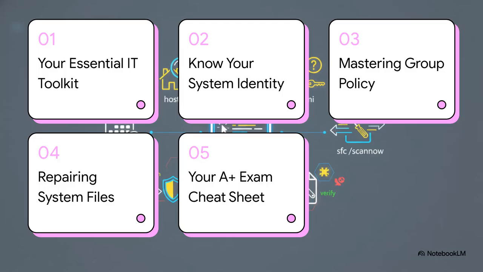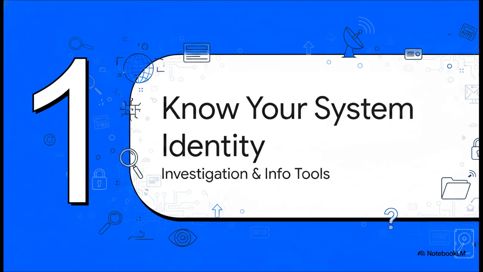So here's the plan. We're going to start by building out our basic IT toolkit. Then, we'll dive into how to figure out a system's identity. From there, we'll get a handle on mastering group policy, and then move on to repairing critical system files. And stick around, because at the end, I've got the ultimate exam cheat sheet to make sure all this stuff sticks. All right, let's get right into it.